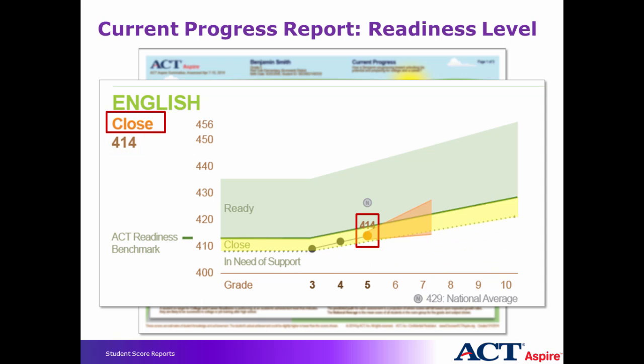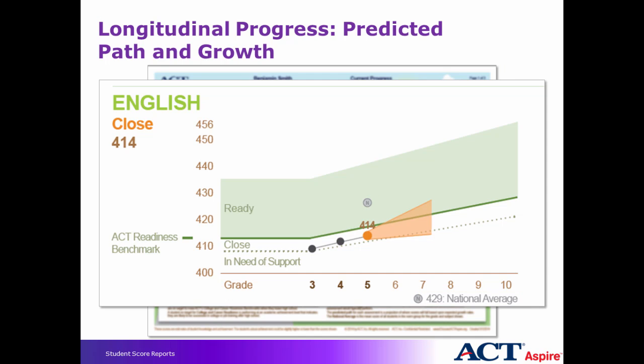Benjamin falls into the close range. You can also see how his performance compared to the national average of 429. But this report does not just show Benjamin's performance at a single point in time.